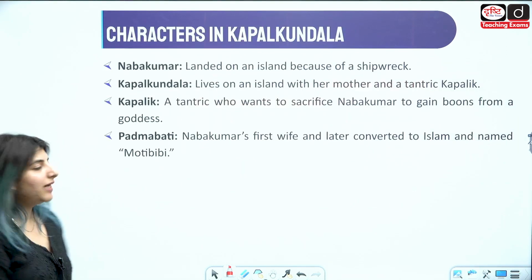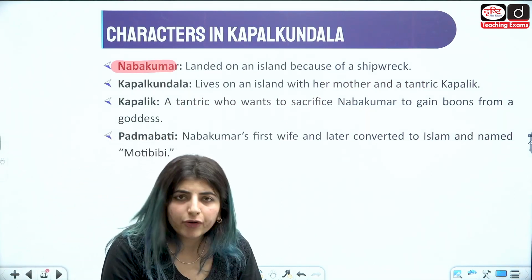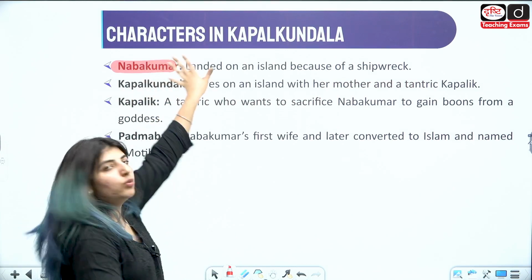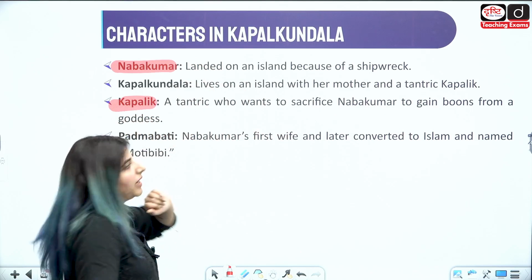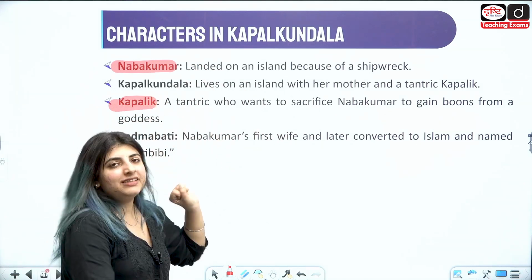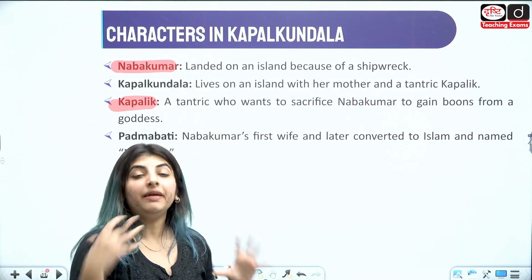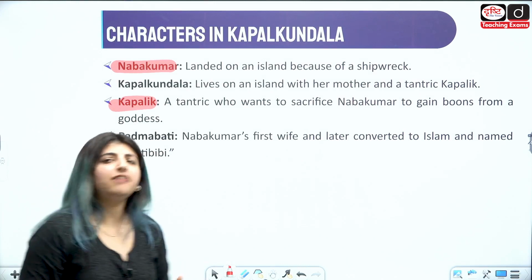Moving to the major characters, Nava Kumar is a person जो कि एक shipwreck की वजह से he has landed on an island and where he meets Kapal Kundala who is living there with her mother, and there's the tantric whose name is Kapalik, right? This is one such person. ये Kapalik जो है, he is one sort of a guy जिन्होंने कपाल कुंडला का बचपन से बहुत अच्छे से ख्याल रखा होता है, just like a fatherly figure.